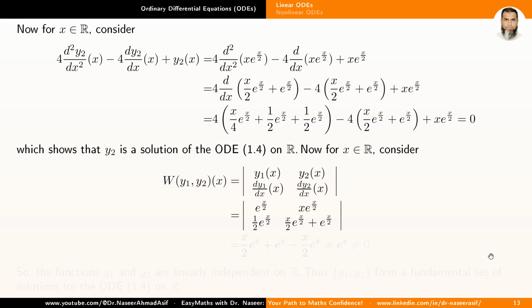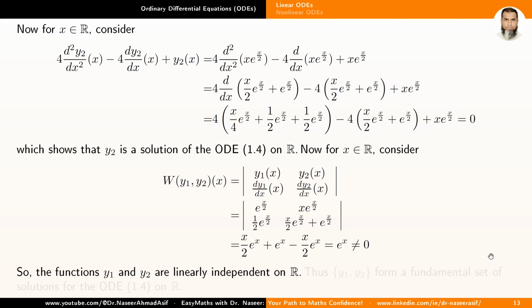Expanding this determinant, we have x by 2 exponential x plus exponential x minus x by 2 exponential x, which is equal to exponential x, which is non-zero. So the functions y1, y2 are linearly independent on R. Thus y1, y2 form a fundamental set of solutions for the ODE 1 by 4 on R.